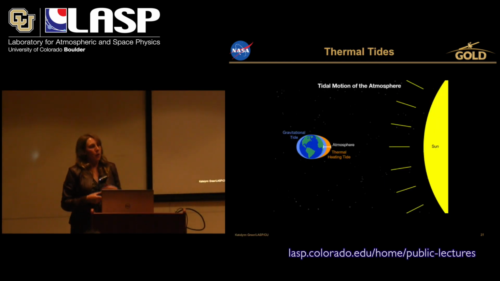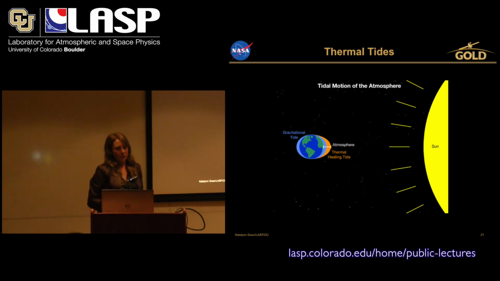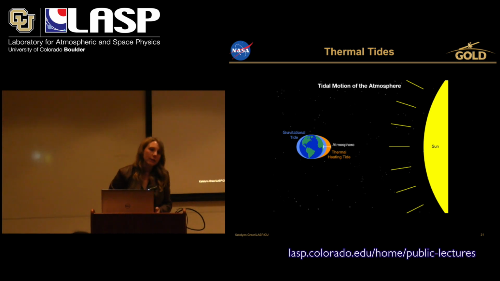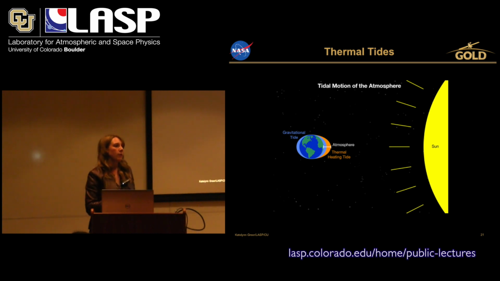I'm trying to give you a beginner's primer on thermal tides in the upper atmosphere. A thermal tide is different than a gravitational tide that's excited by, for example, the moon circling the Earth. A thermal tide is excited by heating in the atmosphere due to the sun. You could almost think of the atmosphere breathing a little bit when it encounters heating from the sun. And there's various sources of heating from the sun. So you can have latent heating in the troposphere, you can have heating due to ozone, and you can have heating due to oxygen in the upper atmosphere.